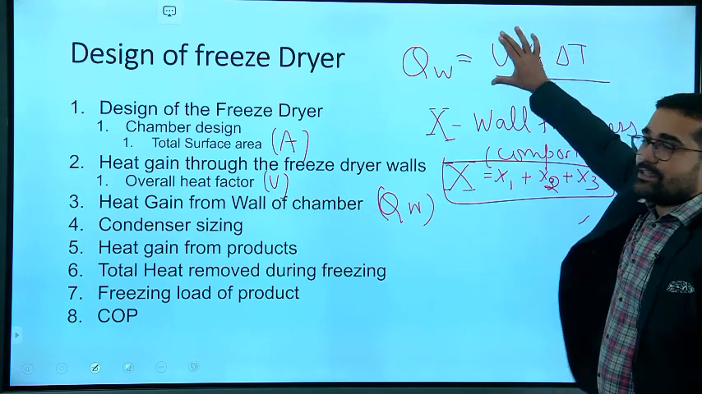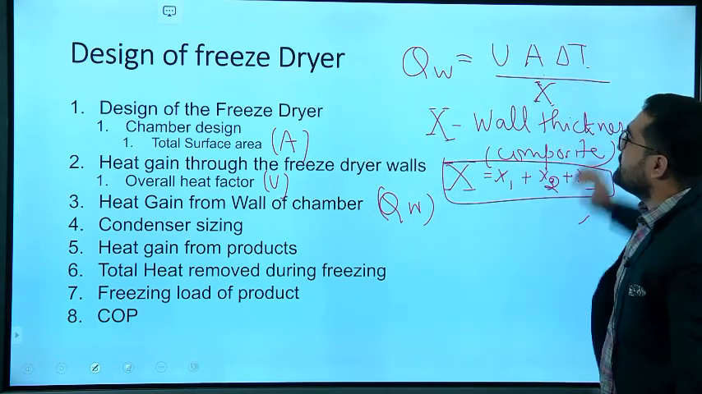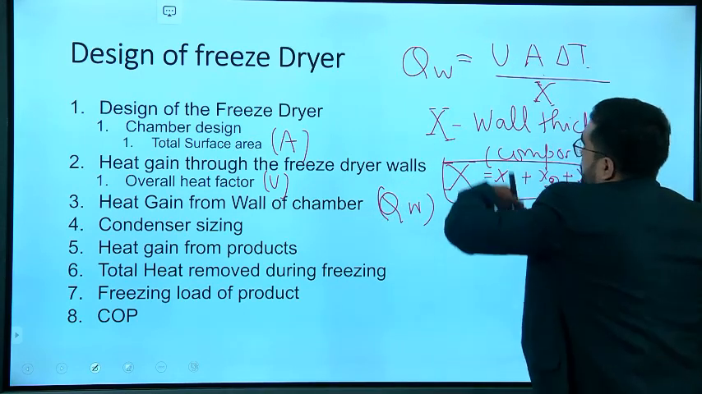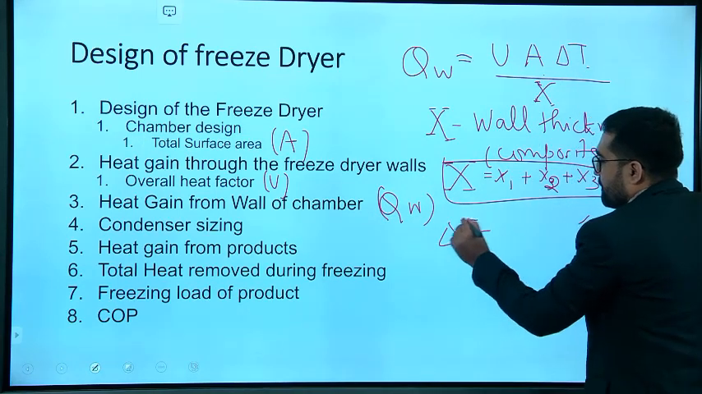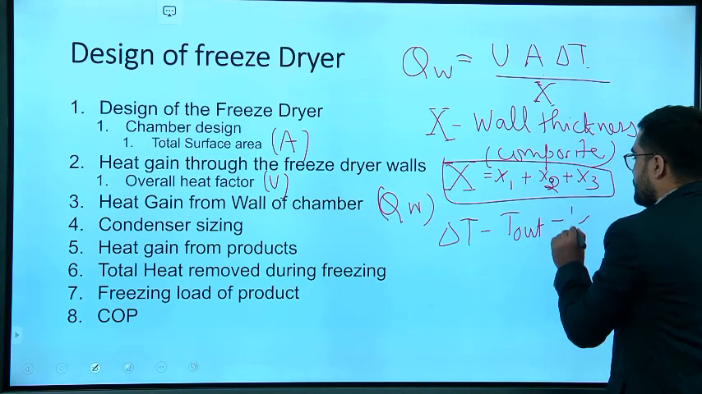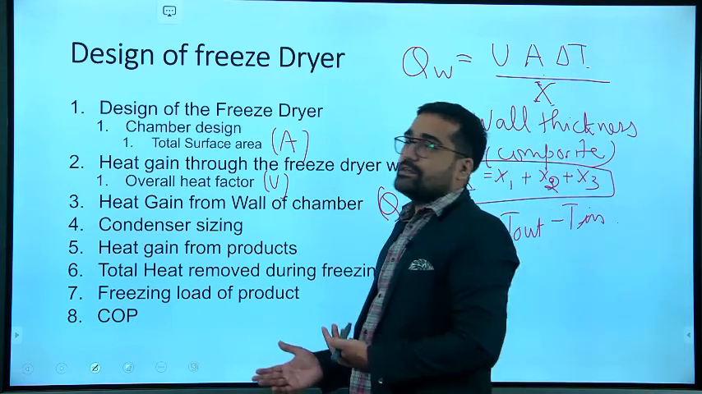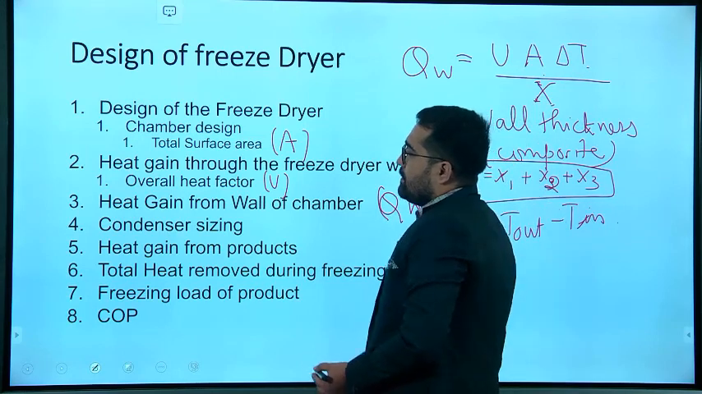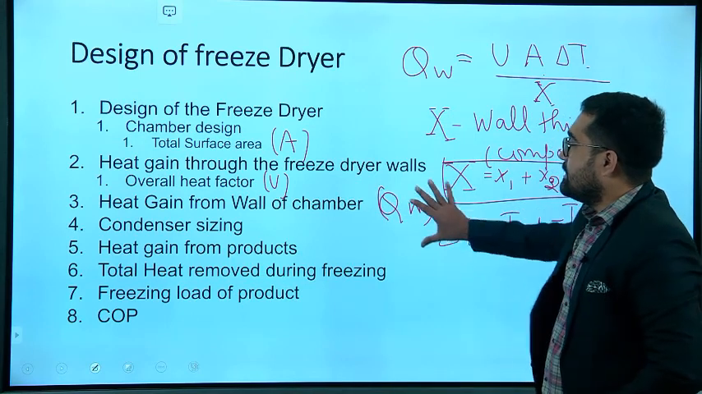U is the overall heat transfer coefficient. A is the area, which we determined in the first slide. Delta T is the temperature difference. There is a temperature inside and outside of our drying chamber, so delta T equals T out minus T in. What is the difference between the outside temperature and the inside temperature? That is delta T.